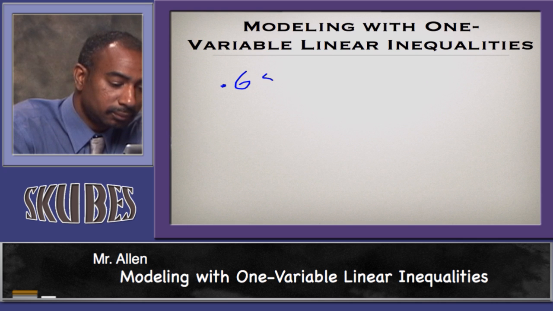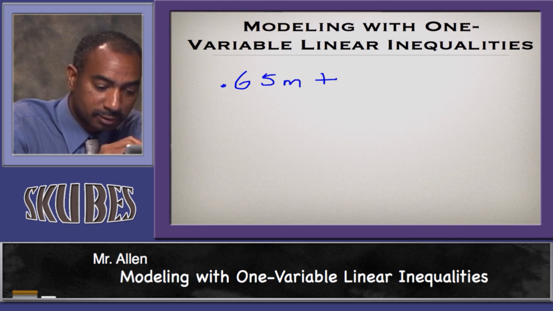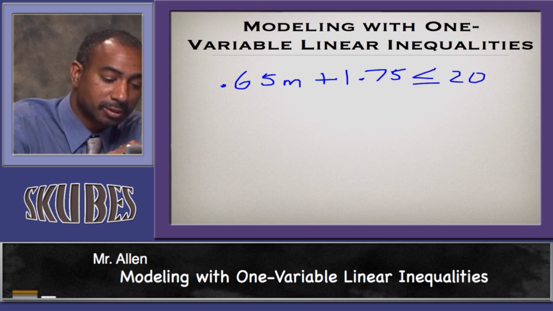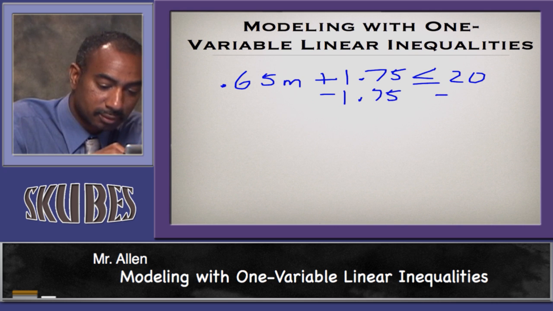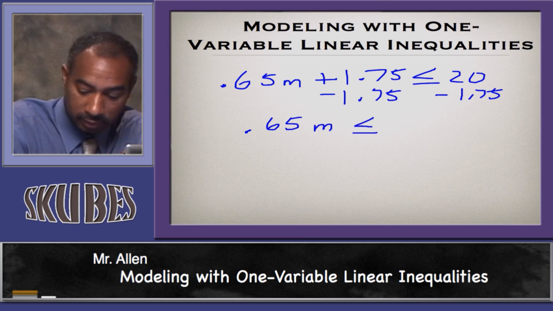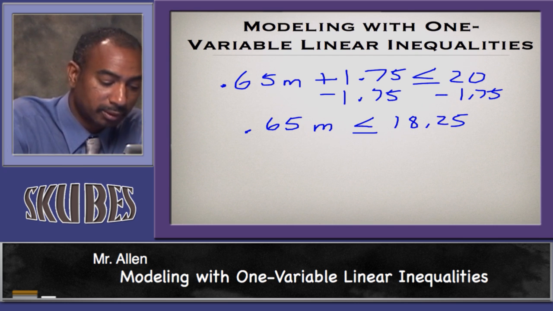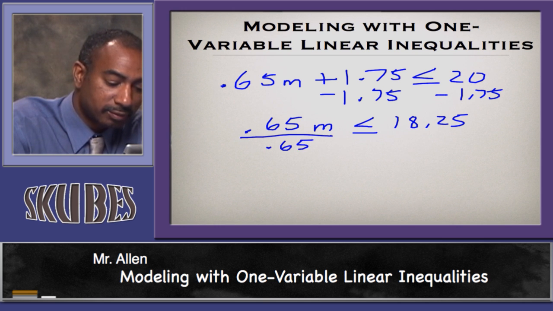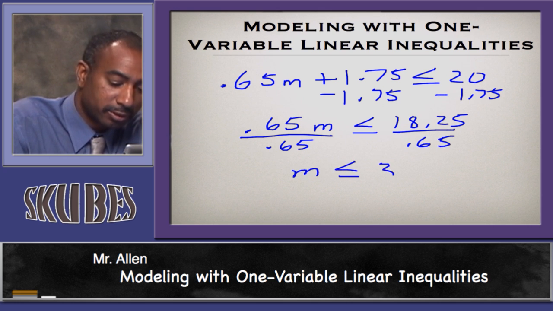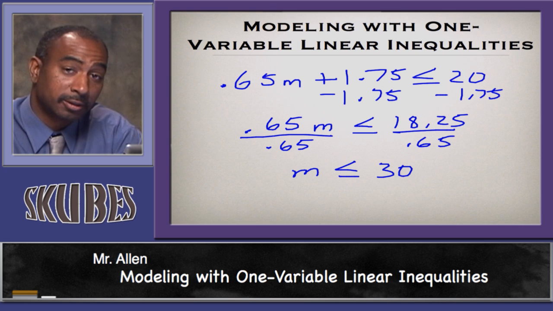And the way you solve it, that's 65 cents per mile plus a flat rate of $1.75 is less than or equal to 20. And what you're going to do is subtract 1.75 to both sides. All right, so you're going to get 18.25 when you subtract 1.75 from 20. You're going to divide 0.65 to both sides. So the number of miles has to be less than or equal to 30. You cannot go more than 30 miles. It can be equal to 30 miles, but can't be more. This concludes our lesson for today.